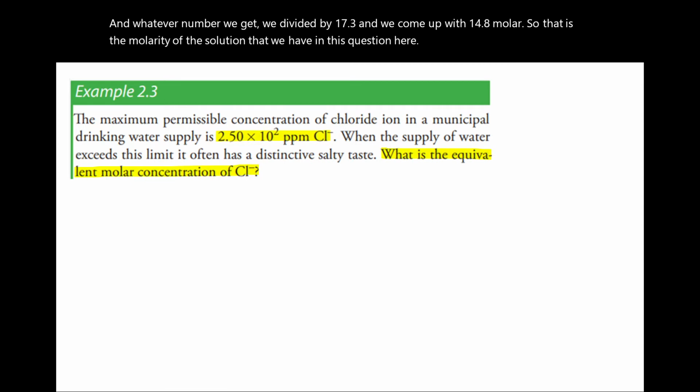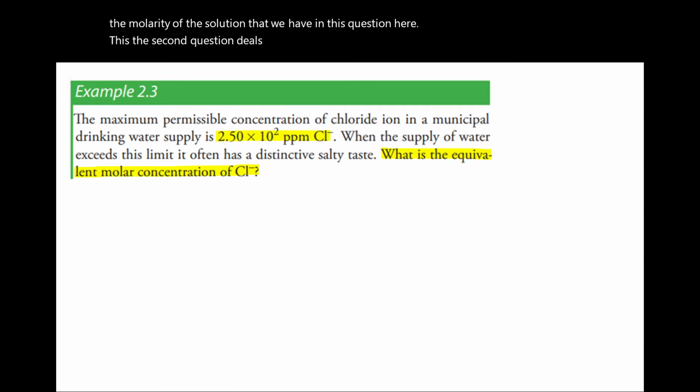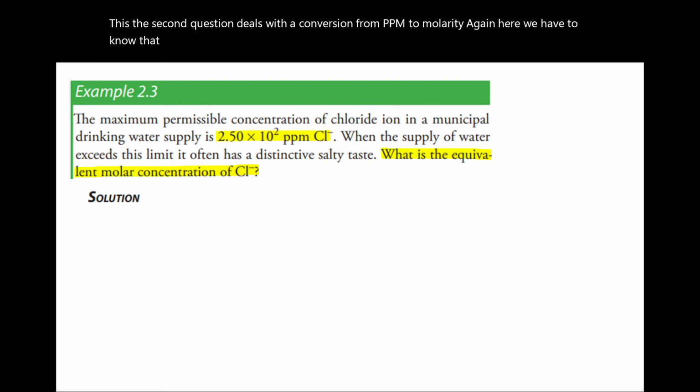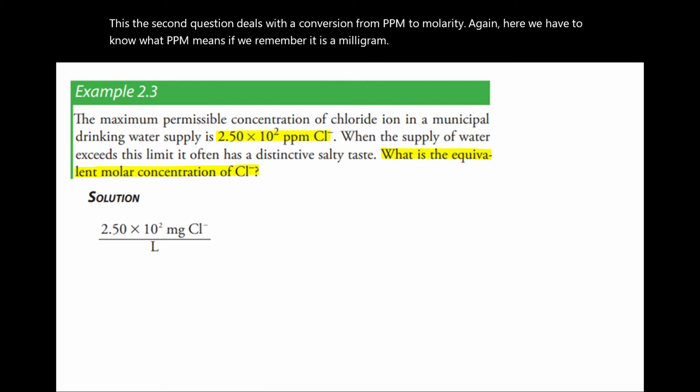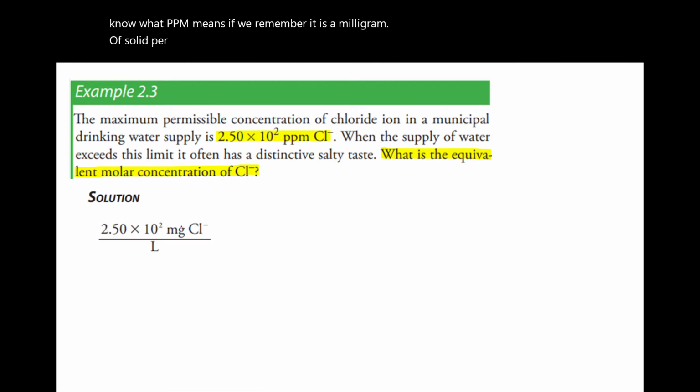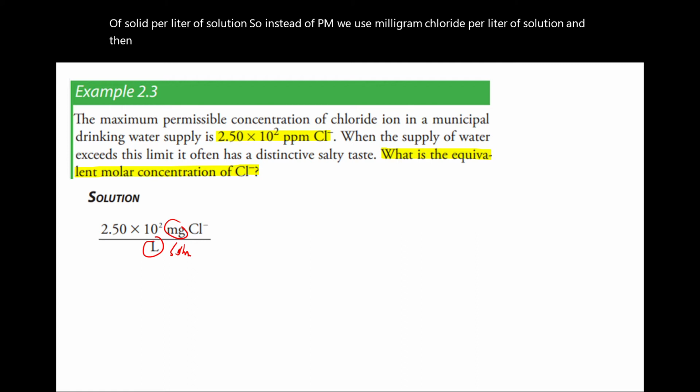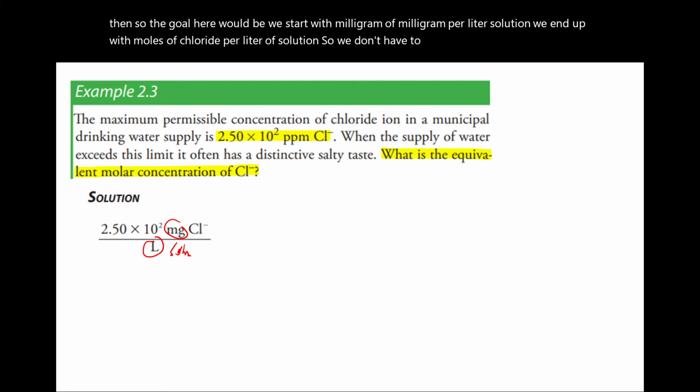This second question deals with a conversion from ppm to molarity. Again, here we have to know what ppm means. If we remember, it is a milligram of solid per liter of solution. So instead of ppm, we use milligram chloride per liter of solution. The goal here is, we start with milligram per liter of solution and end up with moles of chloride per liter of solution. So we don't have to deal with the liter, which is already there.